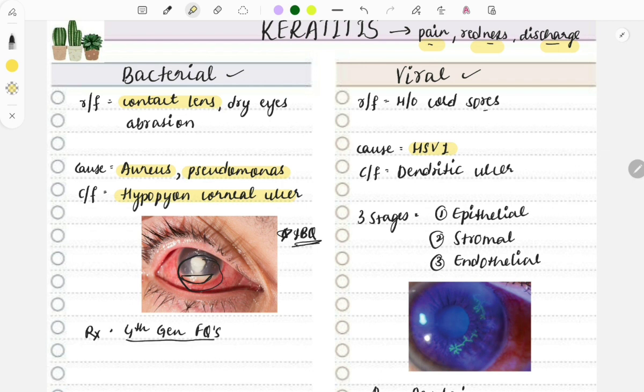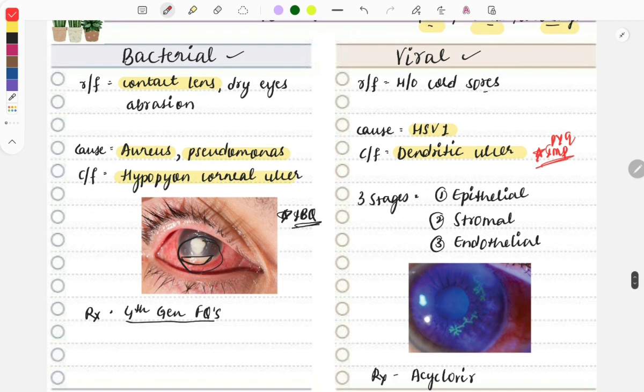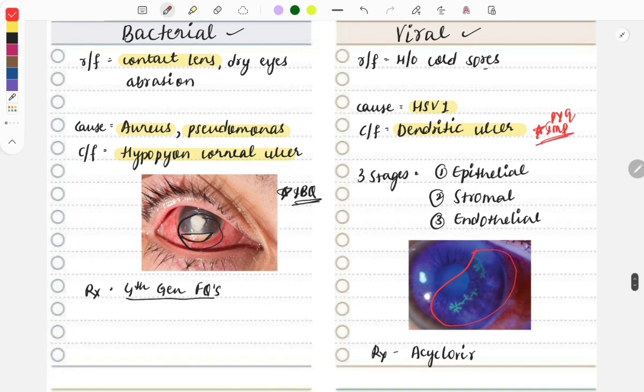Then the clinical feature is the dendritic ulcer. This is a very important question, and it has been asked multiple times. So it is a PYQ, the dendritic ulcer. As you can see here in the image, this is the dendritic ulcer. An image based question is also asked, giving the image, and the question asked was: the following ulcer is seen in which kind of keratitis? So the answer was viral keratitis.